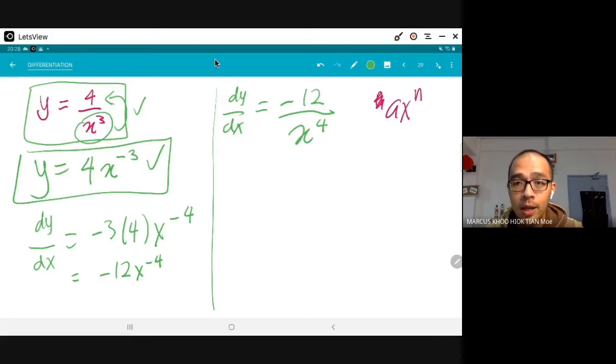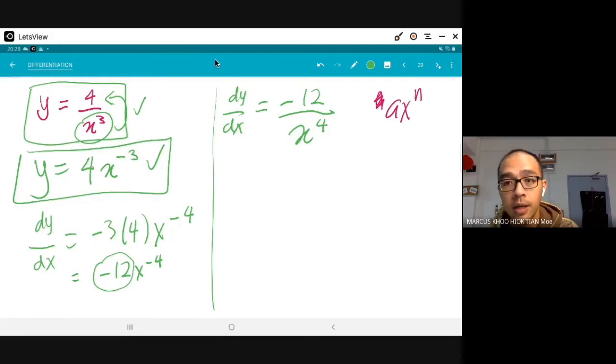Notice that the negative 12, I don't touch. The negative 12 has no power attached to it. Only the letters and numbers that have a negative power attached to that particular letter or number are what you have to bring down, especially if it is a negative power.